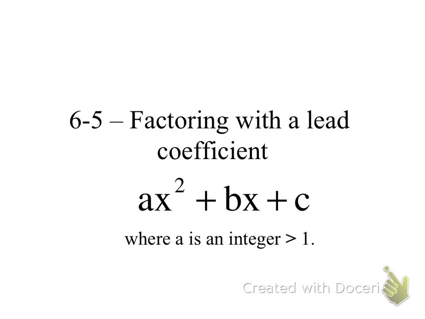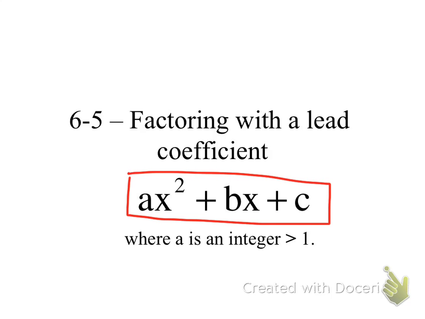All right, this is 6-5, factoring with a lead coefficient. So far this is the pattern for factoring trinomials: ax squared plus bx plus c, where you've been doing x squared plus bx plus c, where b and c are integers. Today we're adding another integer in front of the quadratic term x squared. So when your a is a number that's greater than 1, the process is a little bit different.